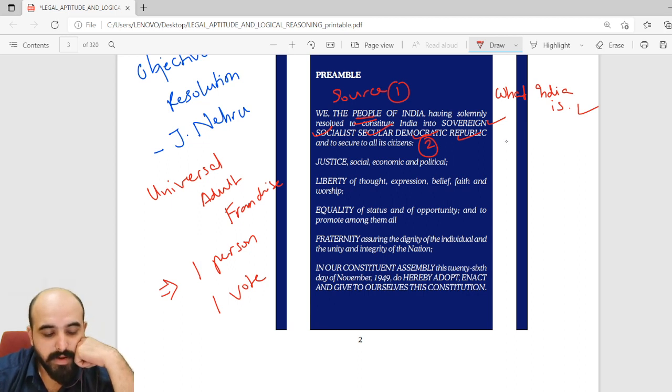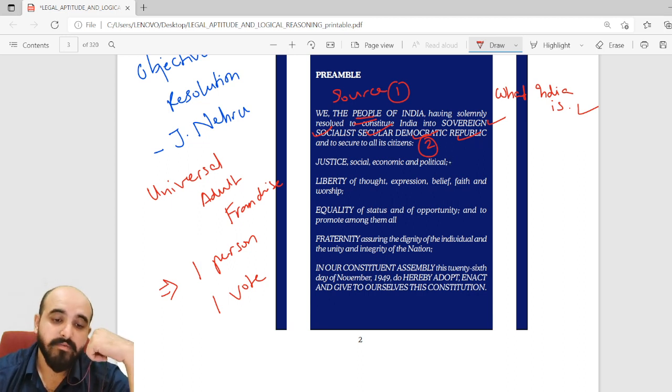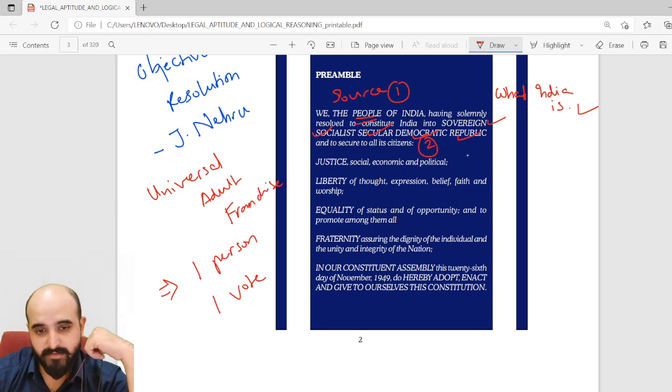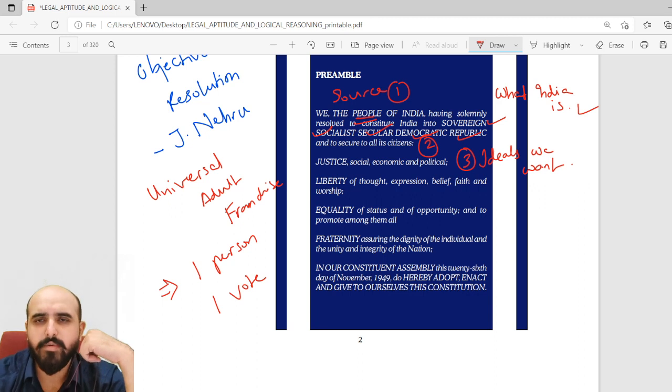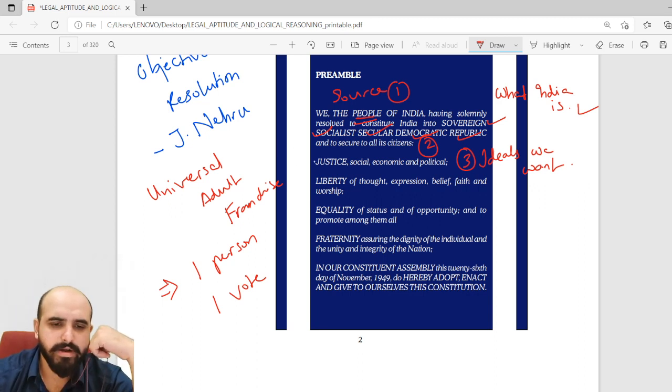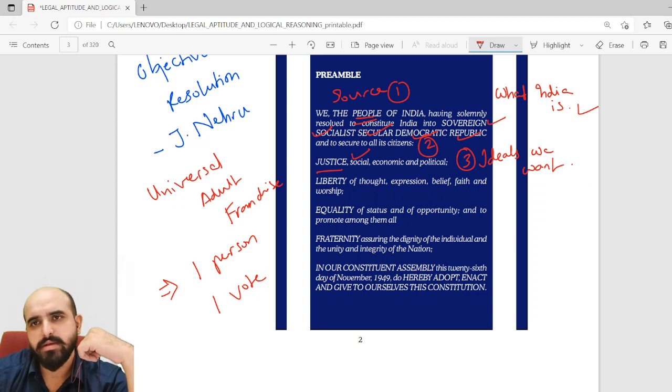Now we come to what we want, the ideals we want. The third part is ideals. What do you want? Sir, we want justice. What kind of justice? Sir, social justice. In a society, there should be justice. There should be equal pay for equal work. There should be no discrimination. Untouchability should be abolished. Okay.